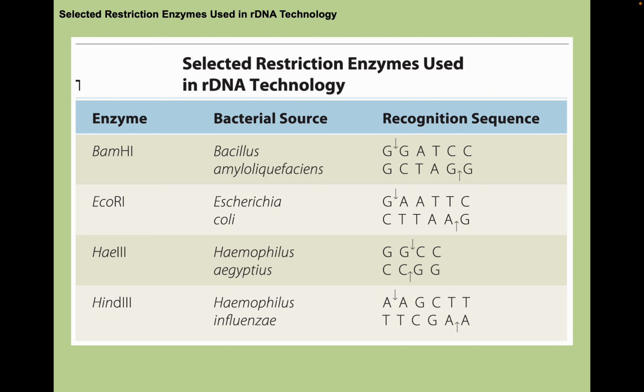So let's look at some examples. These are selected restriction enzymes used in our DNA technology. So there's enzymes listed here, their bacterial source, so the different organisms you find them in, and the recognition sequence. And what this is, whenever these restriction enzymes like BamHI see this DNA sequence, it always cuts right here. And for this one down here, HindIII, it always cuts on this sequence.